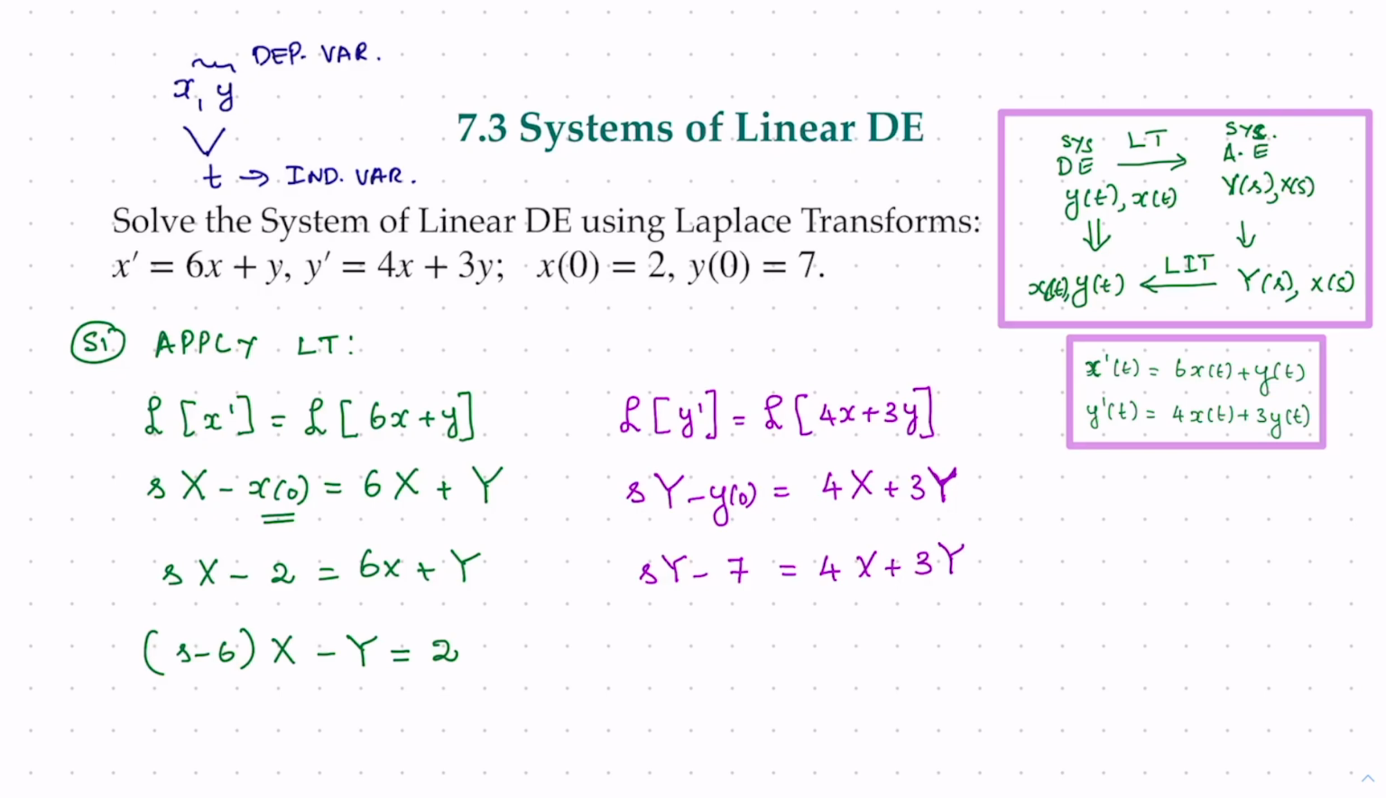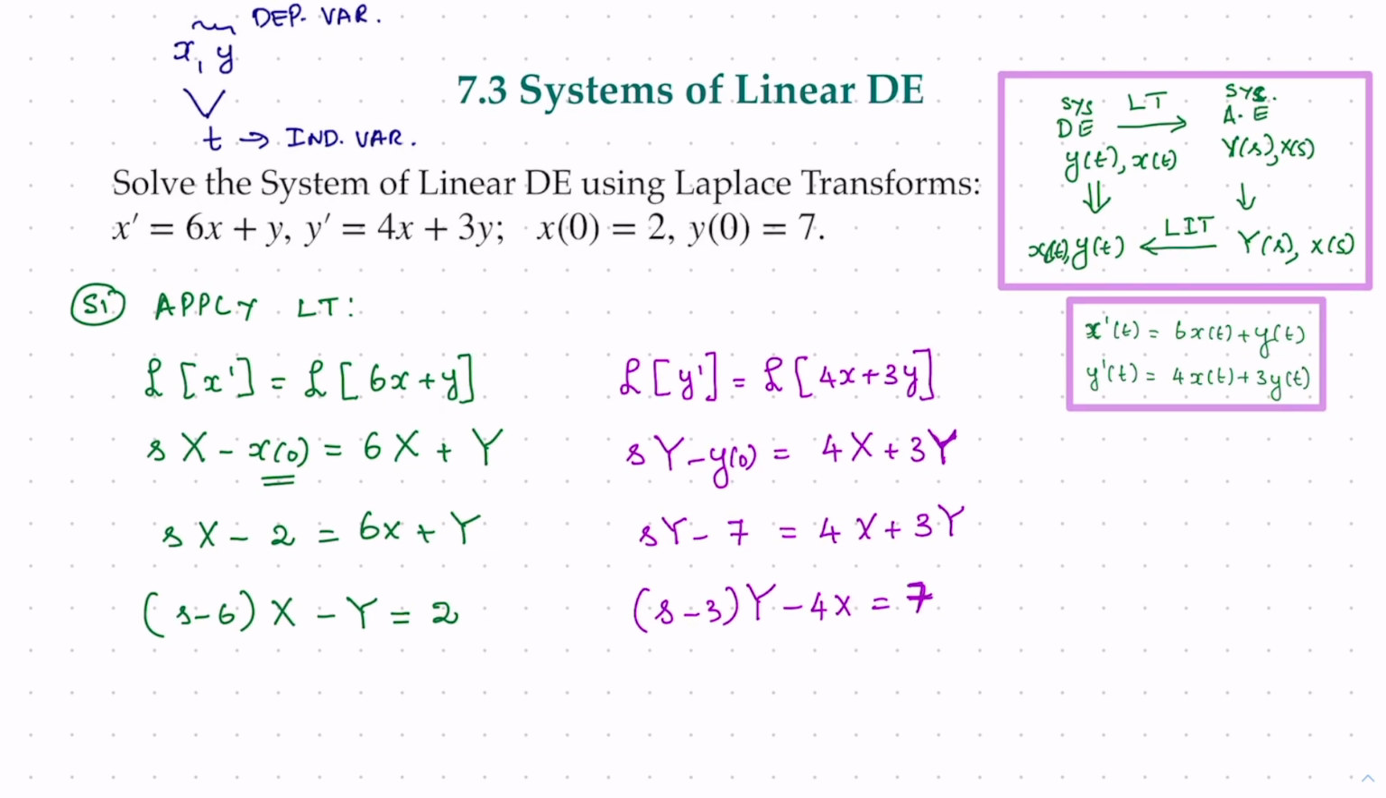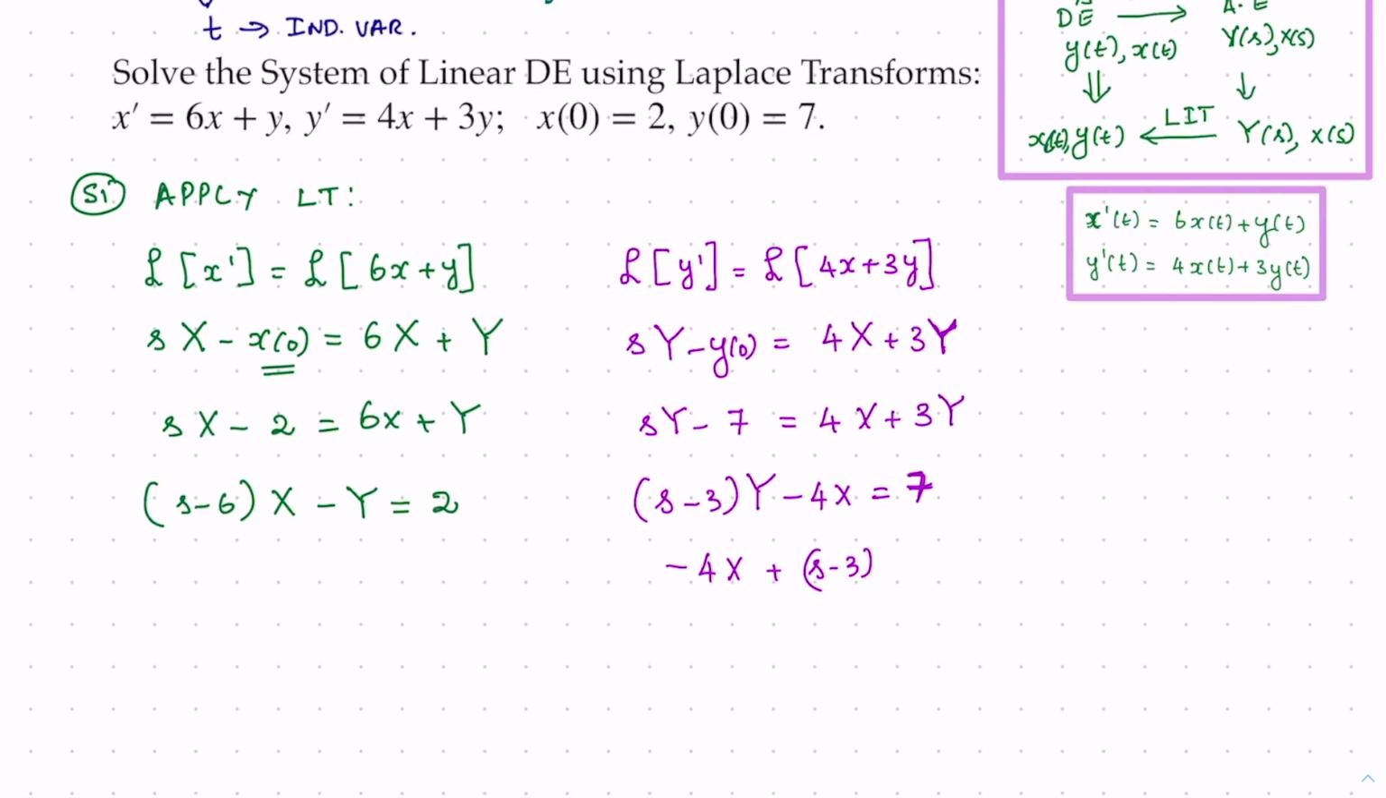And if I simplify this, then you would agree with me, I'm going to have s minus 3 of Y minus 4x is equal to 7. Again, I would like to keep consistency in here, so I'm going to keep the x first and then the y as the second one. So then this would be minus 4x plus s minus 3 cap Y is equal to 7, right? That is what I'm going to have.